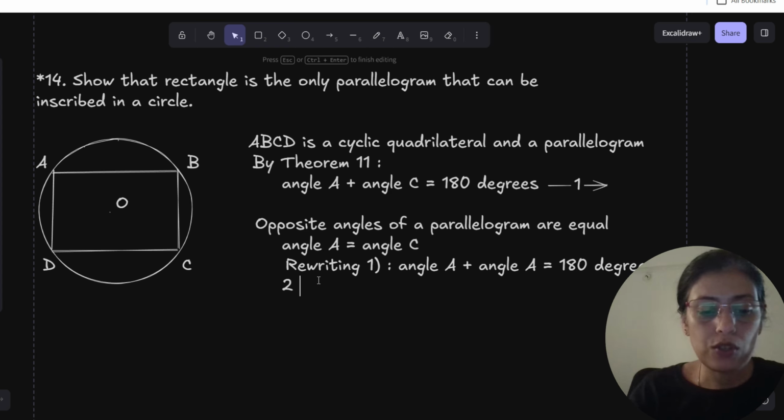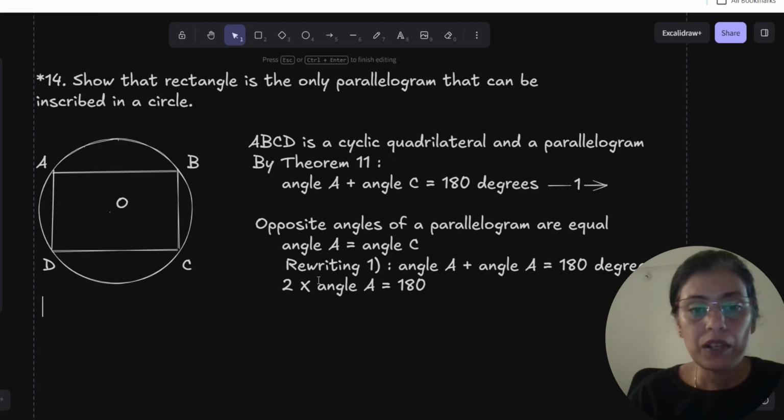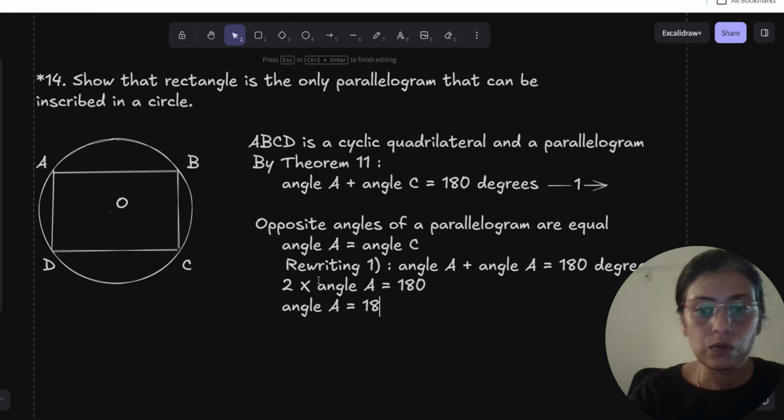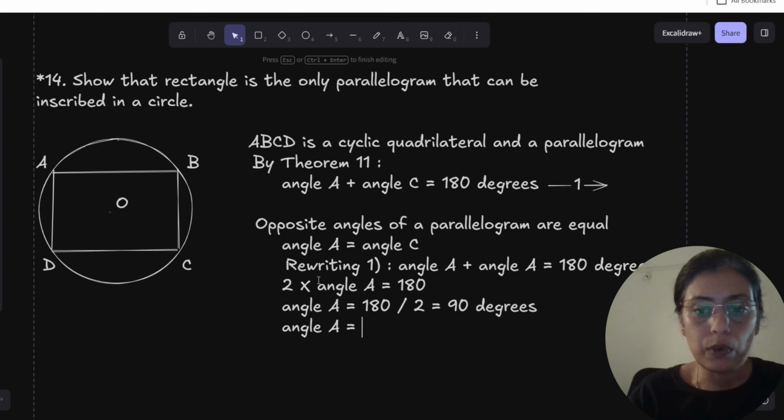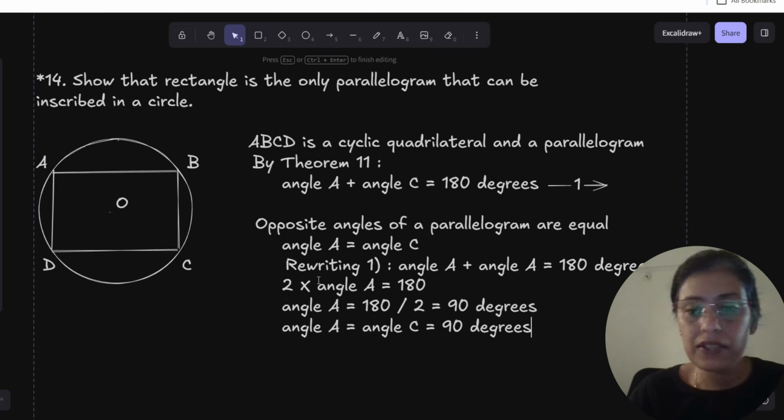Now this means 2 of angle A is equal to 180, or we can say angle A is equal to 180 by 2 is equal to 90 degrees. So we see here angle A is equal to angle C is equal to 90 degrees.